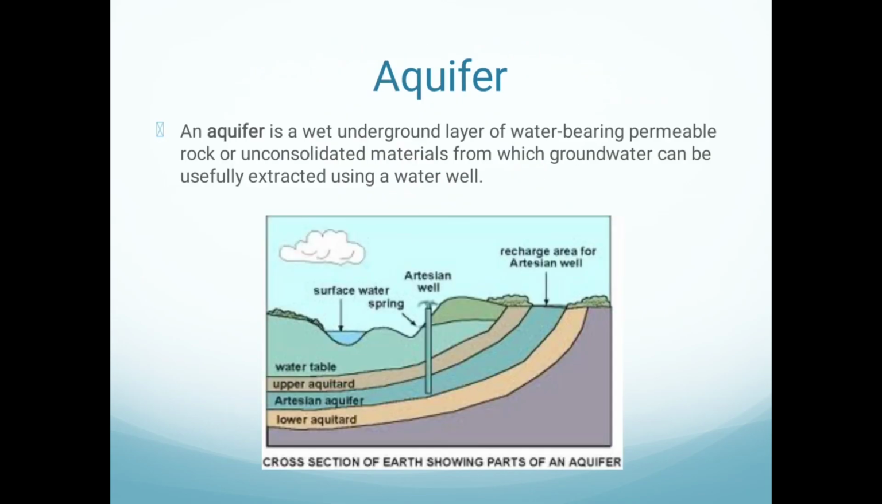An aquifer is a wet underground layer of water-bearing permeable rock or unconsolidated material from which groundwater can be usefully extracted using a water well. This is a diagram which represents that below the water table level there will be an aquitard, and after that an artesian aquifer, and last is the lower aquitard.